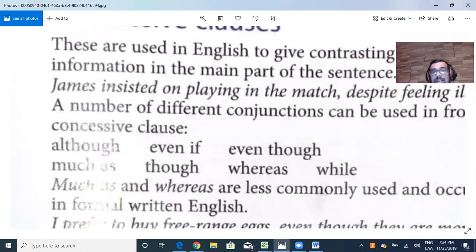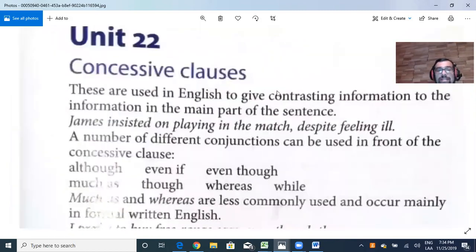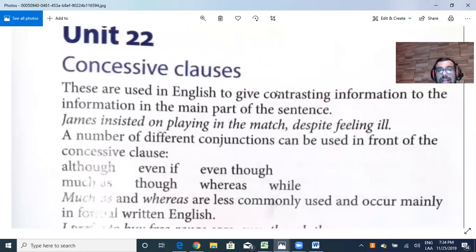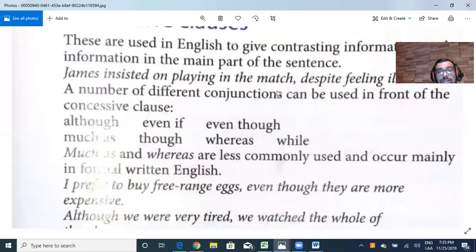Okay, Jose. Were you listening to what I already told you about this first part of the concessive clauses? It is when you contrast the main clause with another, right? If you say, for example, I did the test, even though I didn't study, right? So you are contrasting the main clause, I did the test, with I didn't study. So you are contrasting both. Did you get that part?